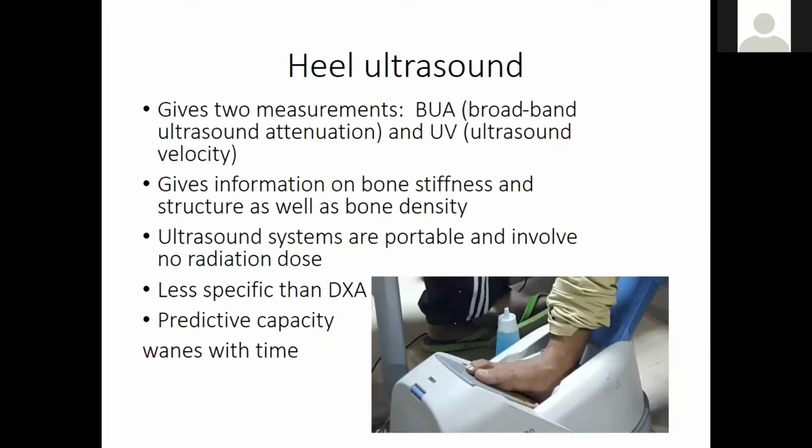Heel ultrasound is typically less specific than DEXA at picking up individuals for fracture, and it looks like predictive capacity tends to wane with time. And as you can see from the picture on the slide, calcaneal, heel ultrasound is the site that we would normally use for this technology. And I've already mentioned, ideally, we'd be looking at other sites.